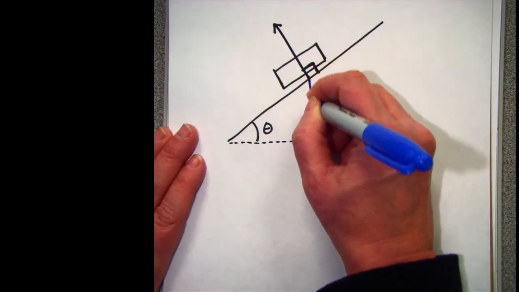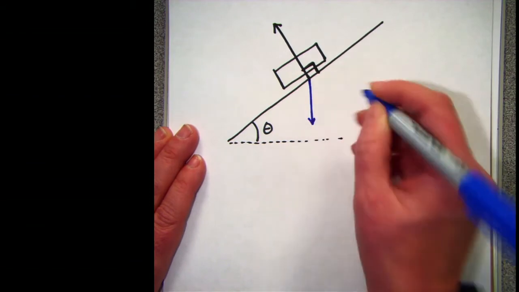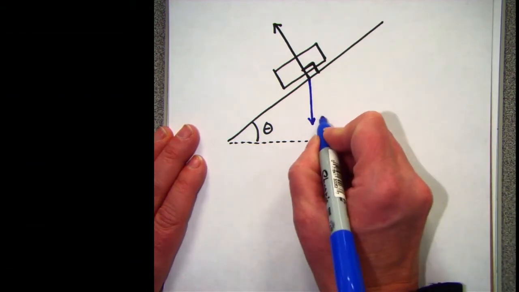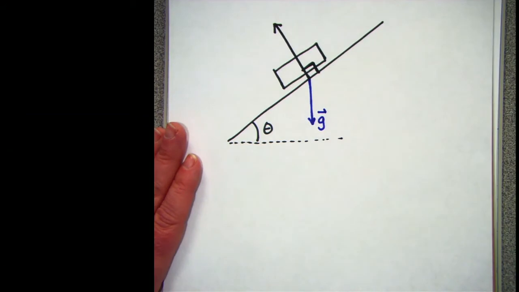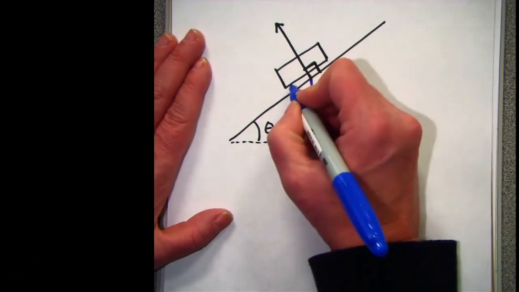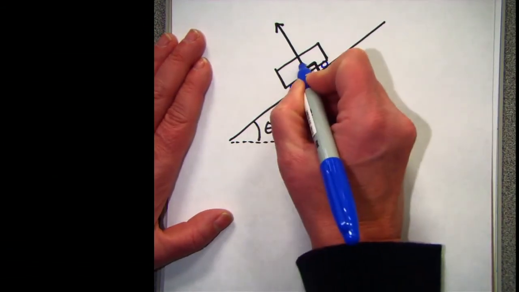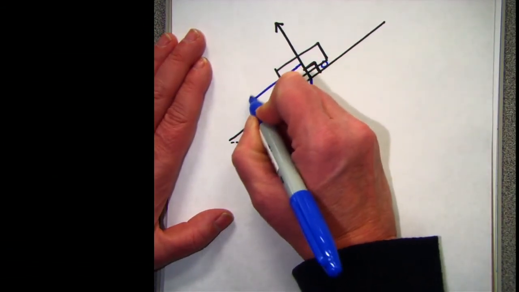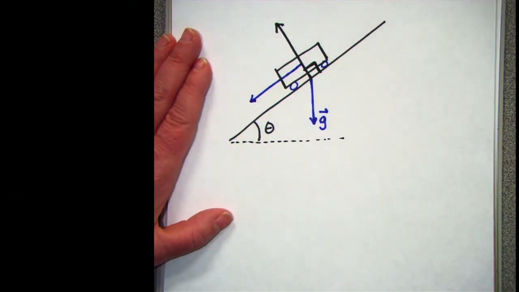And I have gravity. We know my acceleration due to gravity. I can draw it on there. It's going to go something like that. Now, if I've got my thing on an inclined plane, we know what it's going to do. It's going to go down in this direction.